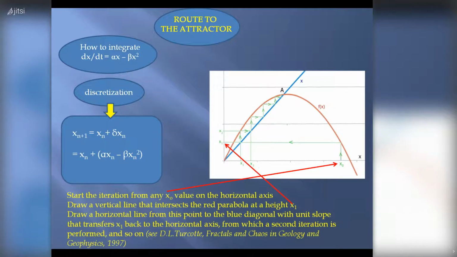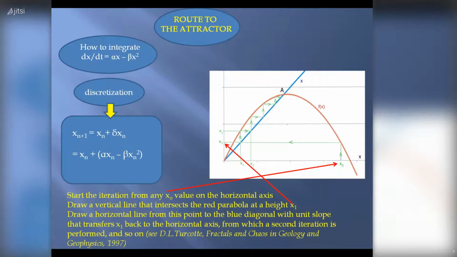So let's use this figure to figure out how you can meet the attractor. You start here from an initial value x0 of the proportion of infected people. And the next value is found here, meeting the red curve. This is x1. You can see x1 here on the left. And x1 is transferred back using the blue line to the horizontal axis. So x1 is found again here.